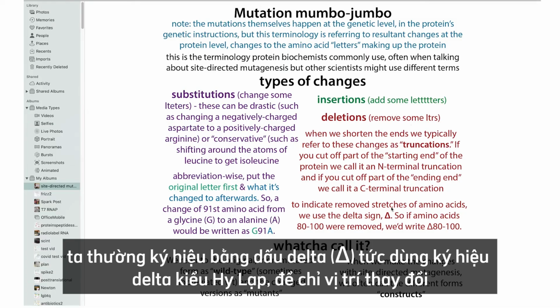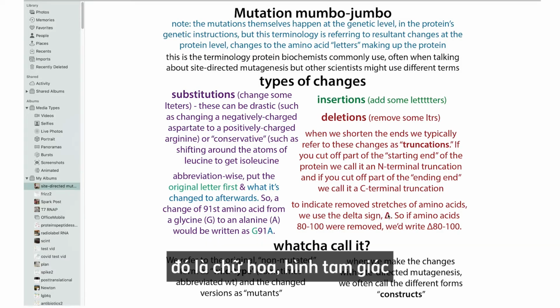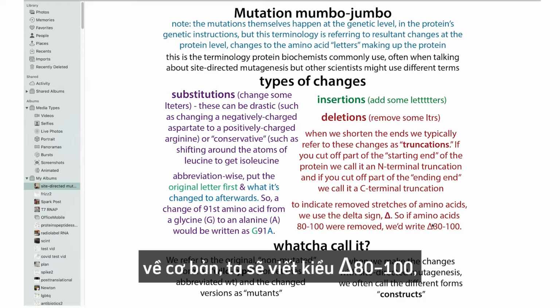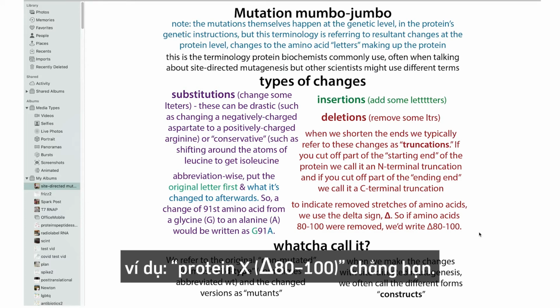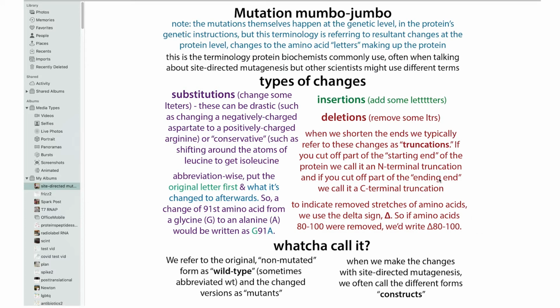With deletions, we often indicate it with a delta sign. So we use this delta sign, a Greek delta, like a capital one, like a triangle thing, to show where the change was. So basically, we would write delta 80 to 100 if we removed 80 to 100. And so maybe we have protein X and then in parentheses delta 80 through 100 or something.